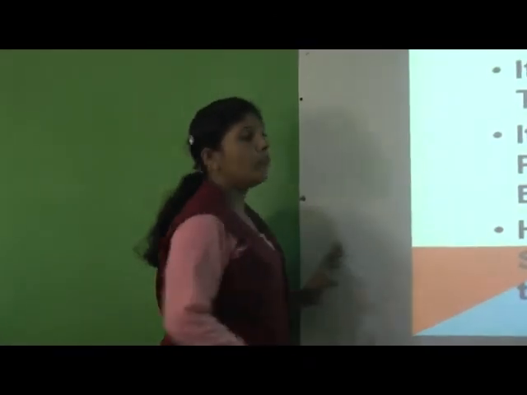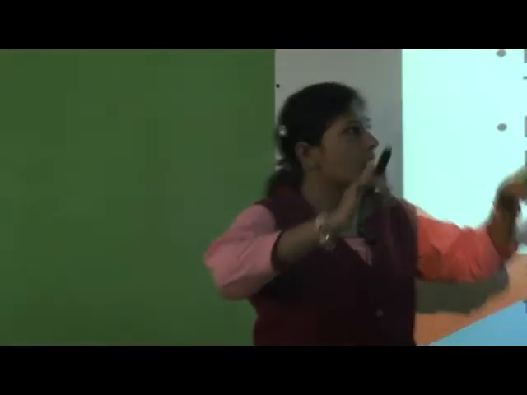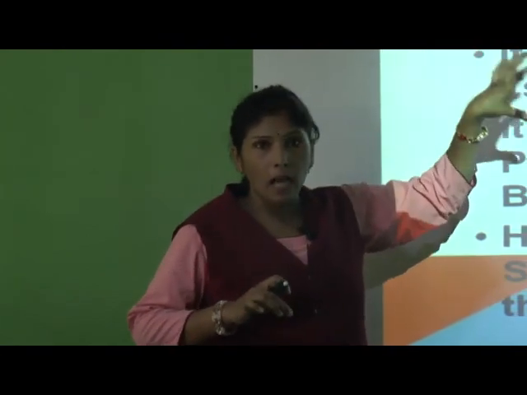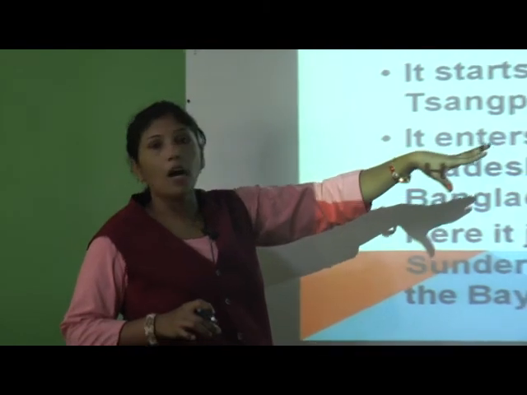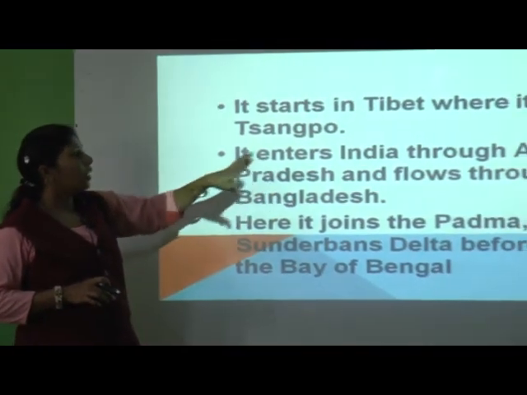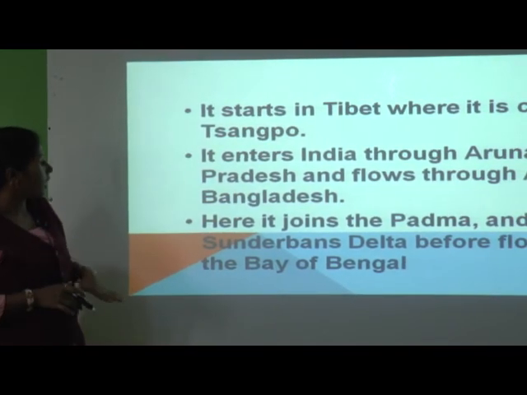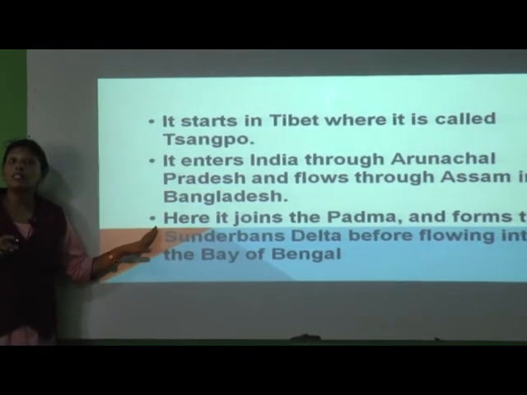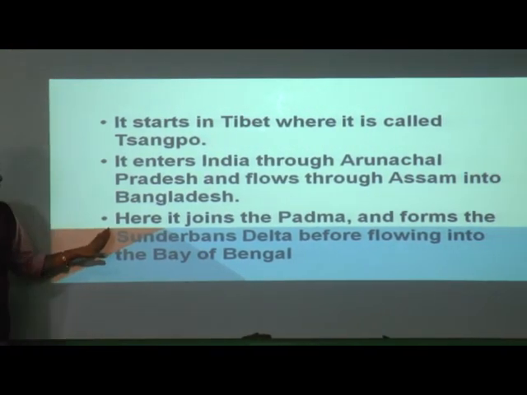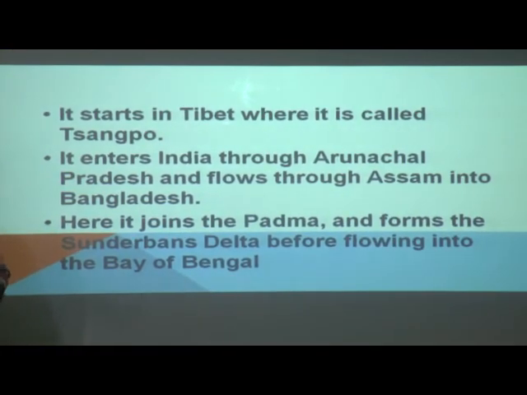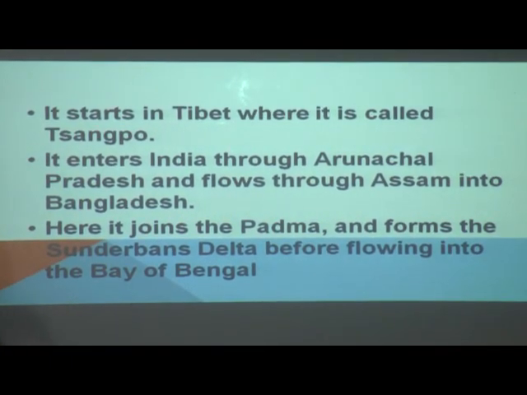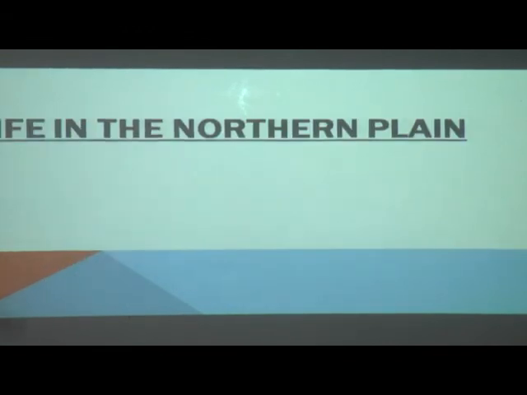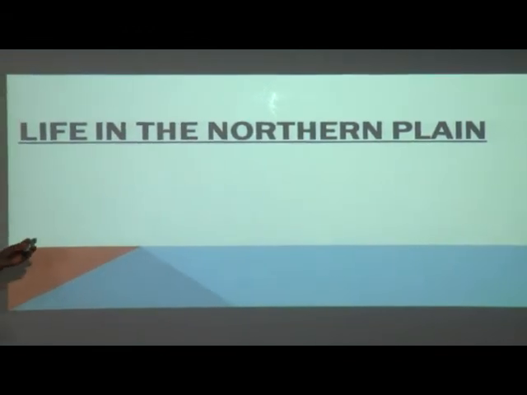Okay, again, it starts in Tibet, where it is called Sangpo, and it enters through here and joins here in Arunachal Pradesh, then it flows into Assam. Now it joins the Padma and forms the Sundarbans, flowing into the Bay of Bengal.